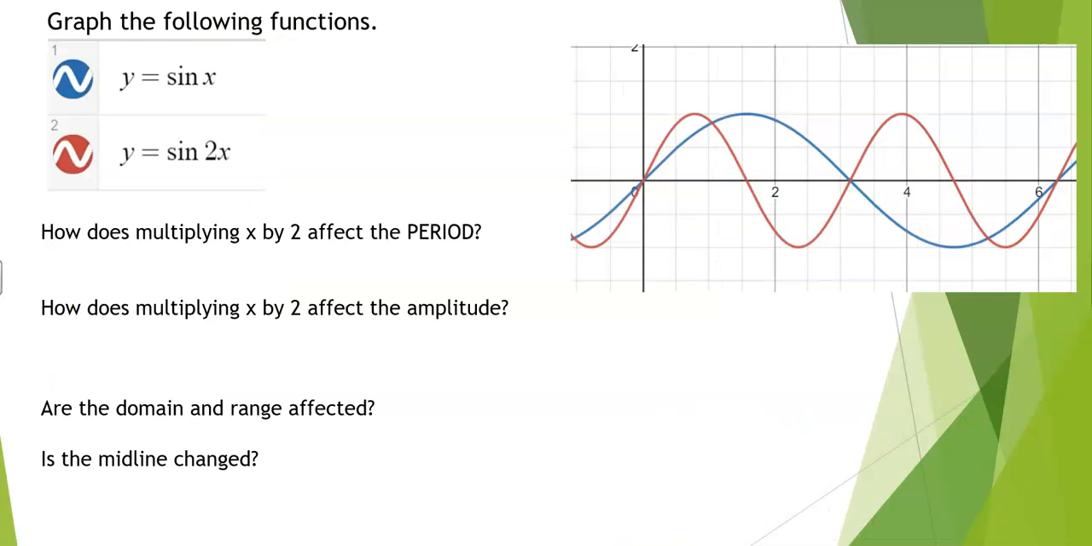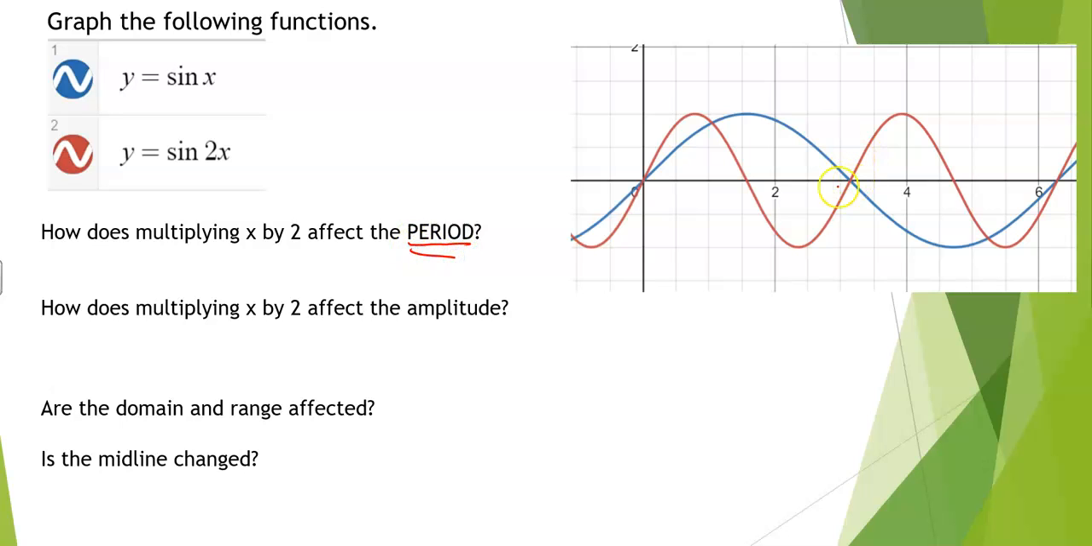Now, if we graph, we're going to change the x before we do the function. The blue is the sine of x, and the red one is where I'm multiplying x by 2 and then taking the sine of that. That one looks a little different, right? Looks like I shrunk it together a little bit. I made the waves closer together. That means it's affecting the period.